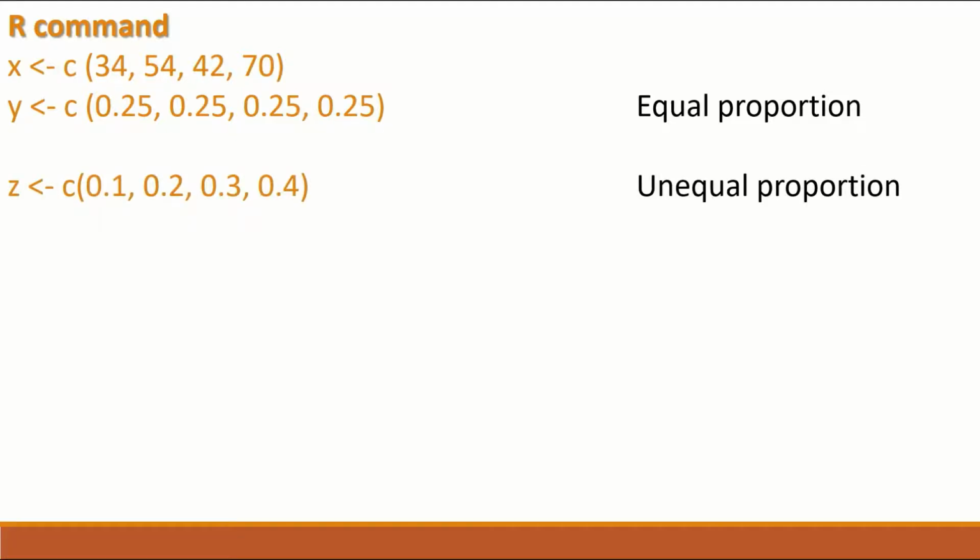When the hypothesis states that there is an unequal proportion, then define a variable, give it a label z, use the assignment operator, use c for combine to generate a vector, and between two brackets insert the specified probability or proportion for the expected frequencies. In this case, 10%, 20%, 30%, and 40%. To perform the chi-square goodness of fit test for this single categorical variable, use the command chisq.test between two brackets x comma p for proportion, whether you want to use an equal proportion or an unequal proportion depending on the stated hypothesis.